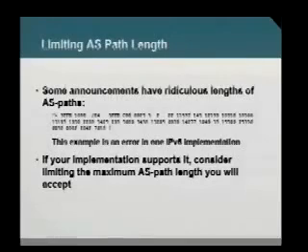Some announcements have ridiculous lengths. So this is one example from the IPv6 space. This was really, really long. My cold is making it difficult to pronounce some things. So again, if your implementation supports it, consider limiting the AS path. I generally stick that in as a template.